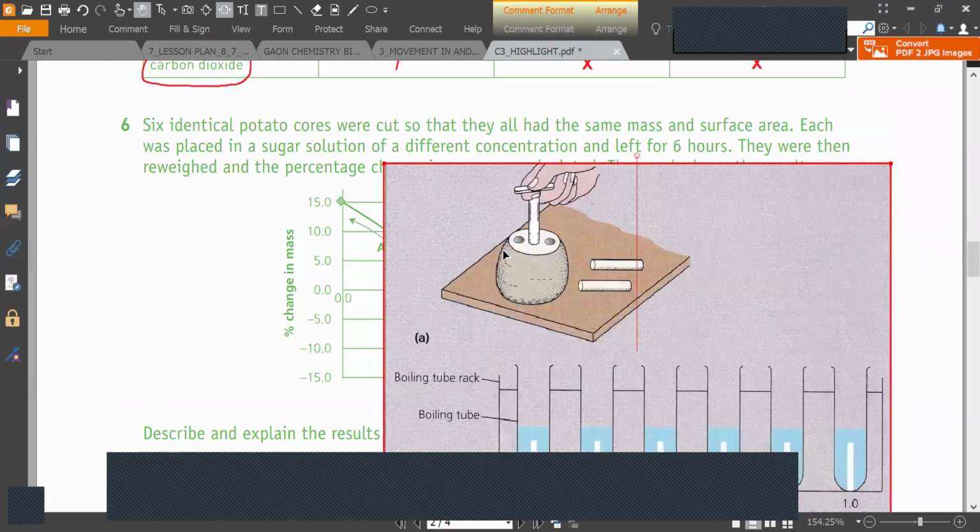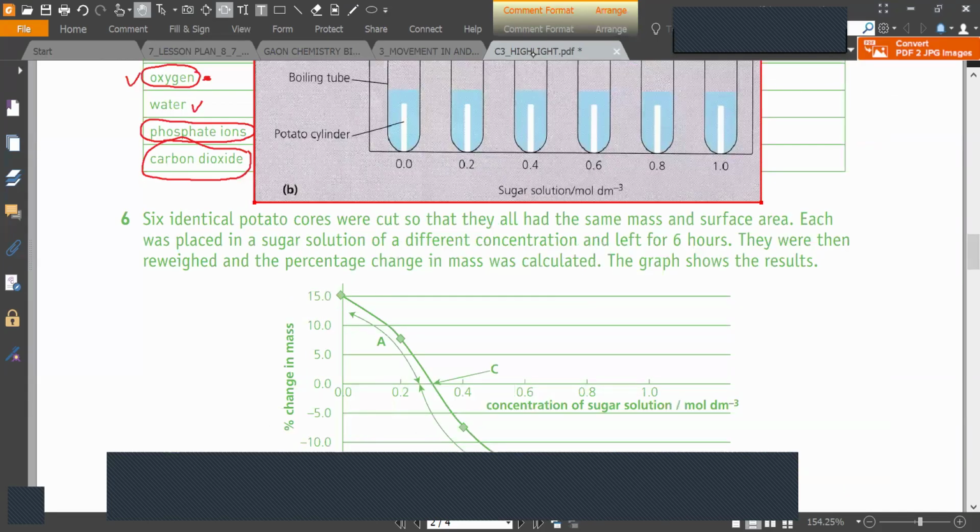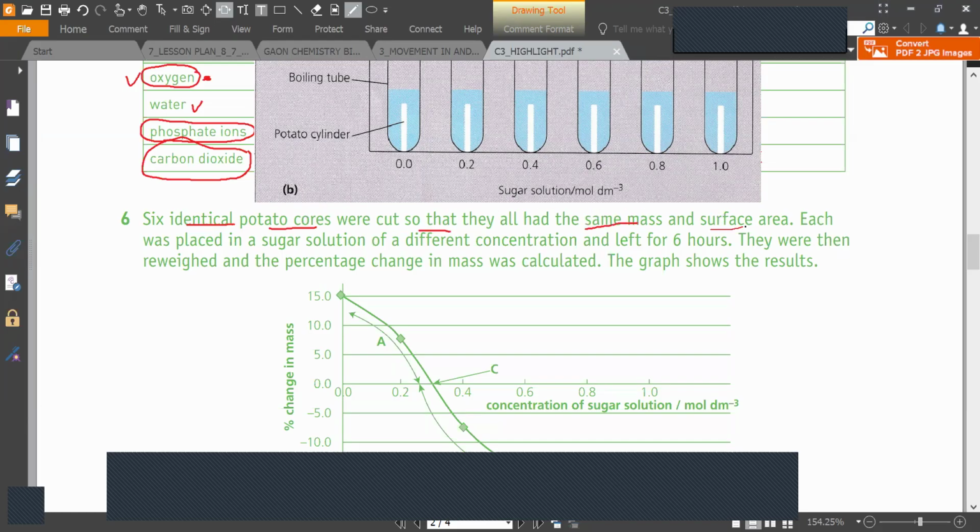So what is going on here is: six identical potato cores, which means they are the same. They are cut, so they have the same mass and same surface area, like this one. Each was placed in a sugar solution of different concentration. So we can see here 0.0, 0.2, 0.4, 0.6, 0.8, 1.0, increasing concentration, and left for 6 hours.